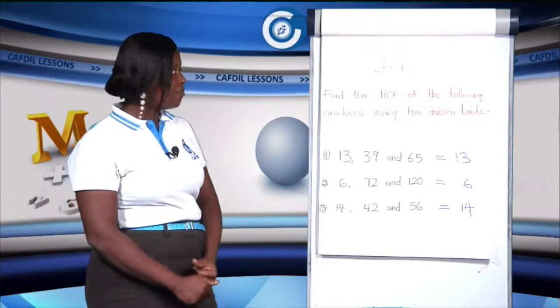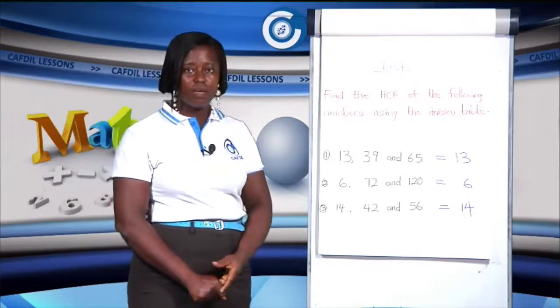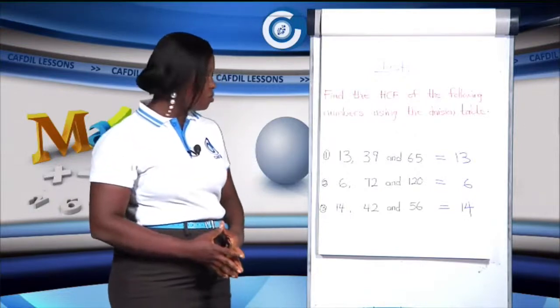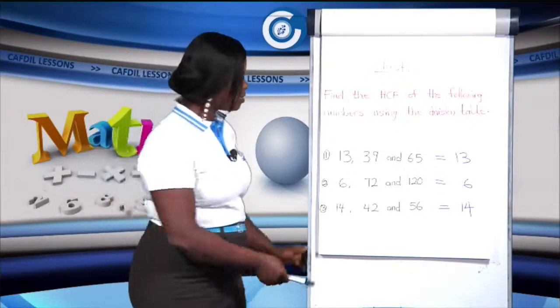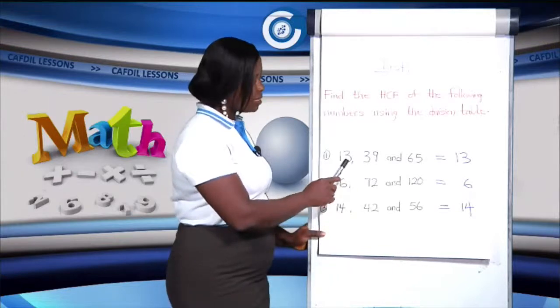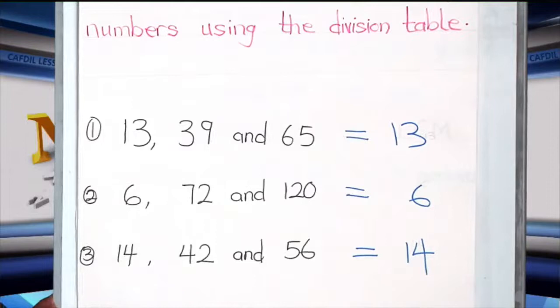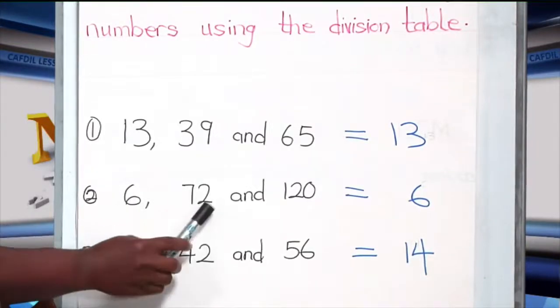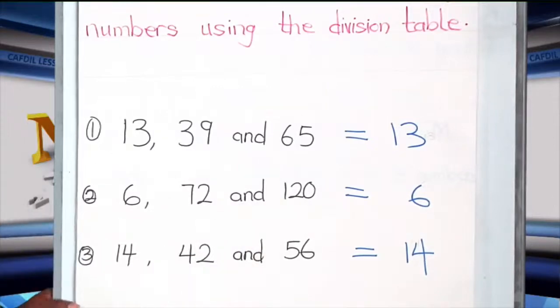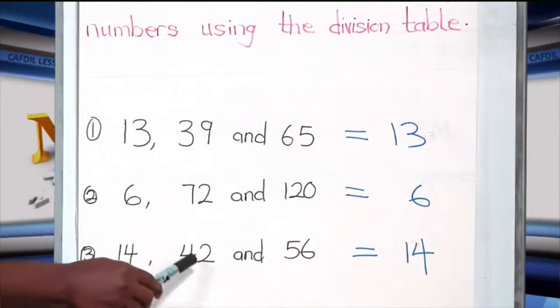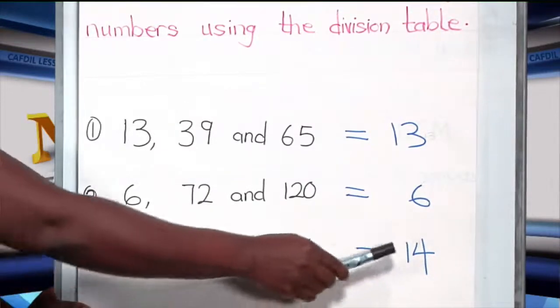Before we begin, let's look at the answers to the previous homework. Find the HCF of the following numbers using the division table. That was your assignment. So these are the answers. The HCF of 13, 39, and 65 is 13. I hope you had 13. Good. And 6, 72, and 120, their HCF is 6. The HCF of 14, 42, and 56 is 14.